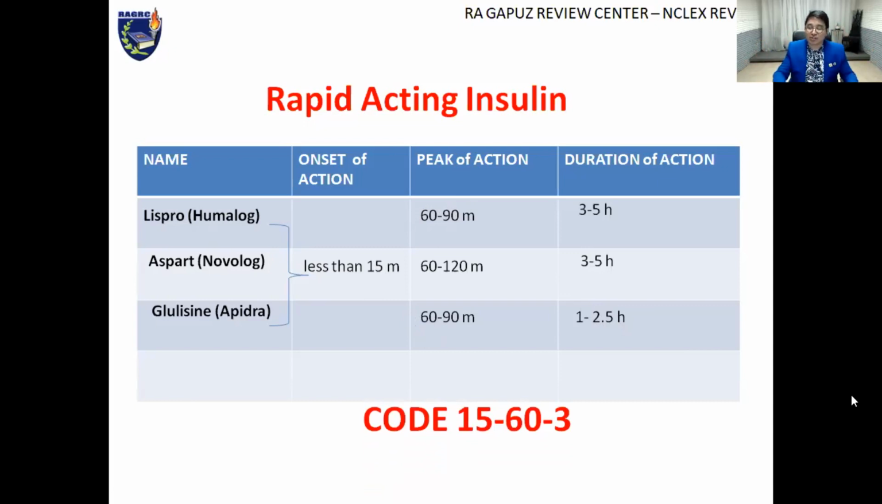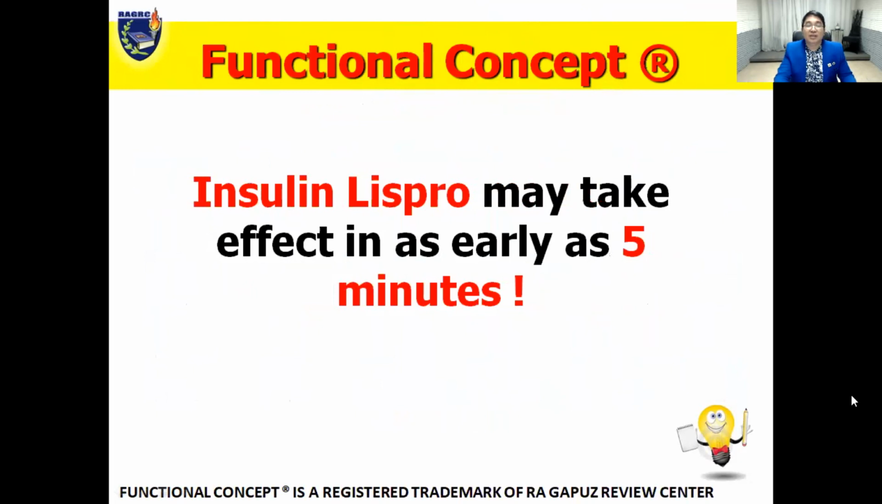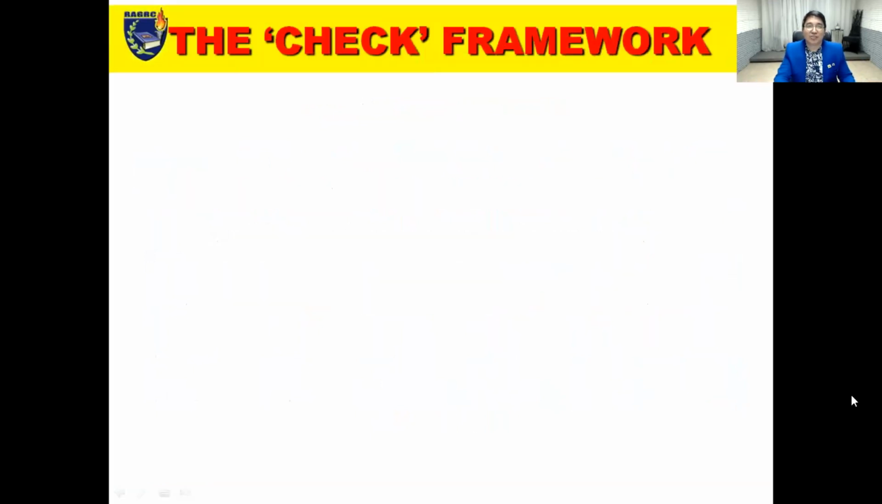I'll show you how to use this coding in a while. Now, let's move on to a functional concept. Rapid-acting insulins are usually administered 15 minutes before meals. Insulin Lispro may take effect in as early as 5 minutes. Remember, this is less than 15 minutes, okay? The onset of action.